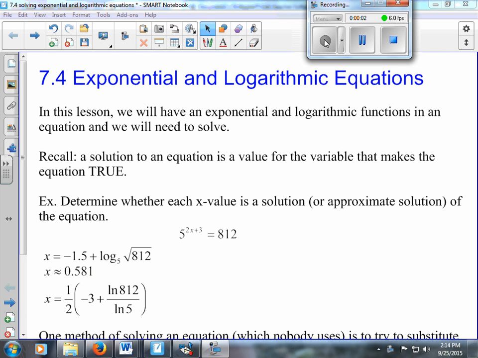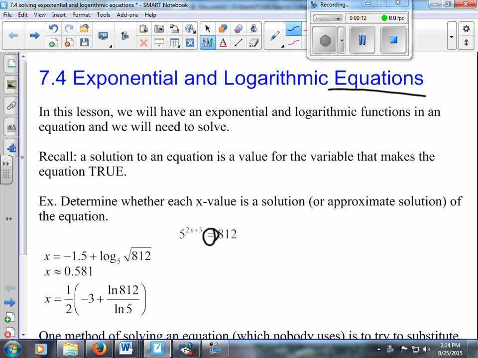This is section 7.4, exponential and logarithmic equations. So we're going to be solving equations this time. And when you have an equation, you have an equal sign. Here's one. And so we are going to solve equations. Whenever you solve an equation, you find a value for the variable that makes the equation true.